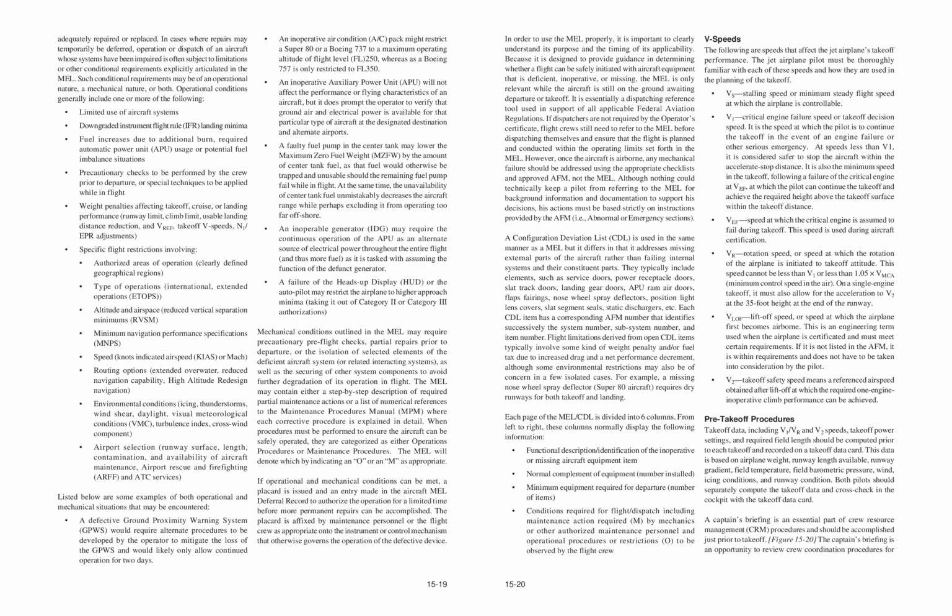Listed below are some examples of both operational and mechanical situations that may be encountered. A defective ground proximity warning system, GPWS, would require alternate procedures to be developed by the operator to mitigate the loss of the GPWS and would likely only allow continued operation for 2 days. An inoperative air condition, AC, pack might restrict a Super 80 or a Boeing 737 to a maximum operating altitude of flight level, FL 250, whereas a Boeing 757 is only restricted to FL 350.